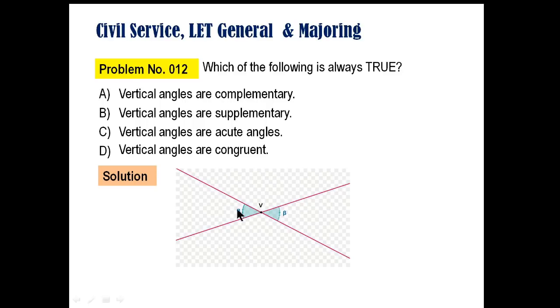Partially true, because in this case the two angles are acute, but not in all cases. For letter D, vertical angles are congruent, meaning the measure of angle alpha is equal to the measure of angle beta. Okay, I think this is correct. So the right answer is letter D.